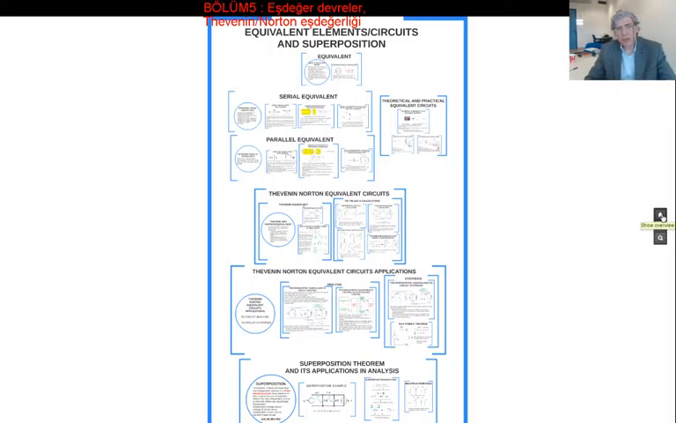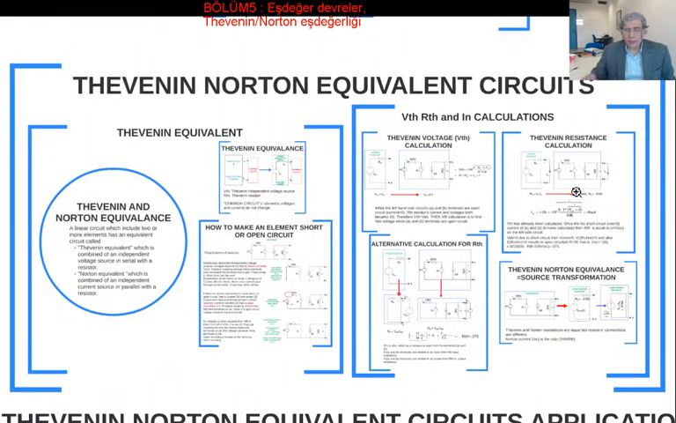We are in chapter 5 once again, and we will be examining the Thevenin Norton equivalent circuits. So let's go in detail now. This equivalency is a bit different from the previous ones, and we will see in detail what those differences are. Thevenin equivalent, let's start with what it is first.